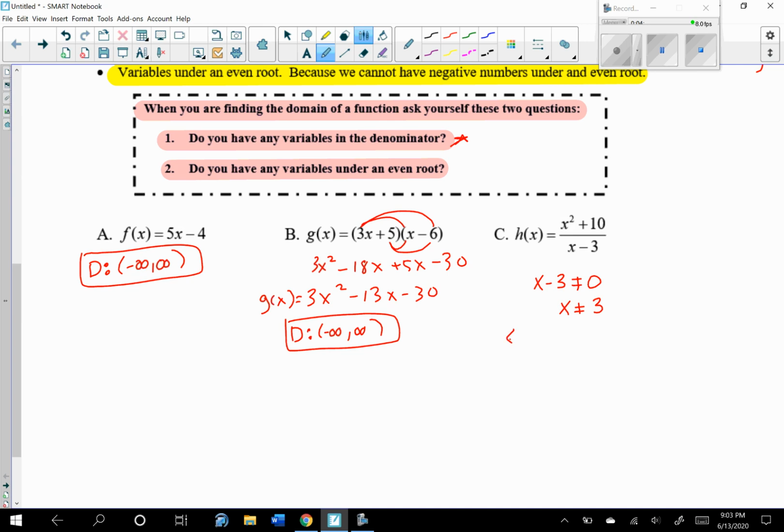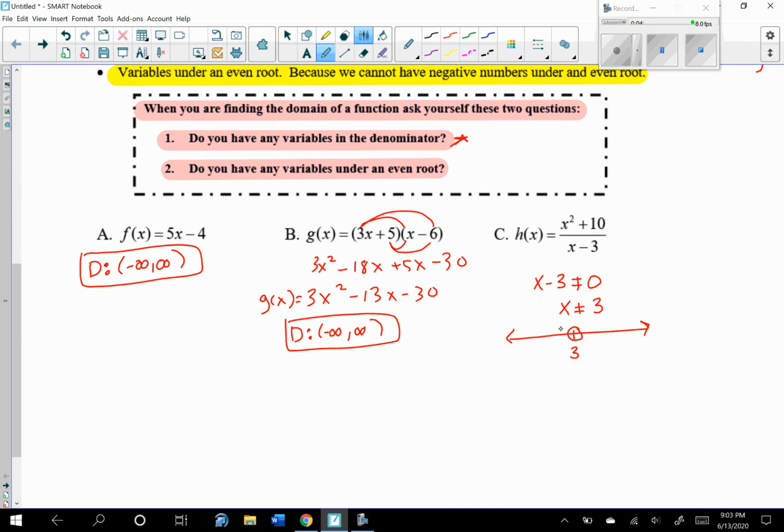So if we were to set up a number line, on my number line I would have 3 and it would be an open circle. And I can test any number on either side of 3 to see if it works in this equation. And as long as it doesn't give me 0 in my denominator or a negative underneath an even root, then we're good. There is no even root, so we don't have to worry about that, so that makes it easy.